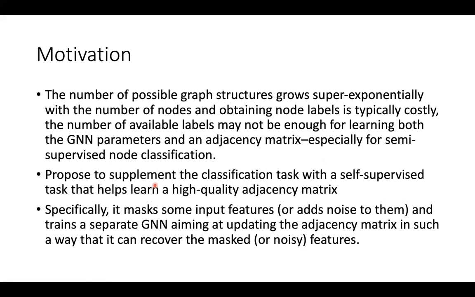The number of possible graph structures grows exponentially with the number of nodes, and obtaining node labels is typically costly. The number of available labels may not be enough for learning both the GNN parameters and the adjacency matrix, especially for semi-supervised node classification. They propose to supplement the classification task with a self-supervised task that helps learn a high-quality adjacency matrix. Specifically, it masks some input features and trains a separate GNN, aiming at updating the adjacency matrix in such a way that it can recover the masked features.